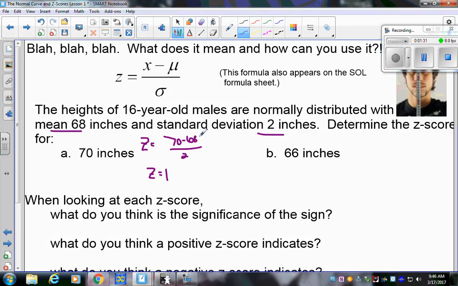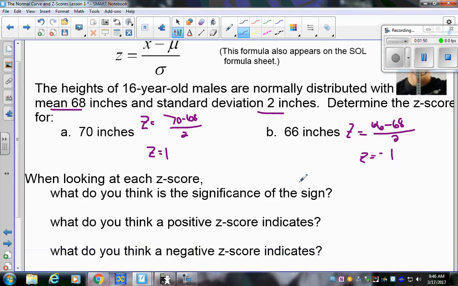Okay, now 66 inches. So I'm doing z equals 66 minus the average of 68 divided by 2. So I get negative 2 over 2, which is negative 1. All right, so I have two different options. So let's figure out the sign, because one number is positive, one's negative. So what's the significance of the sign?